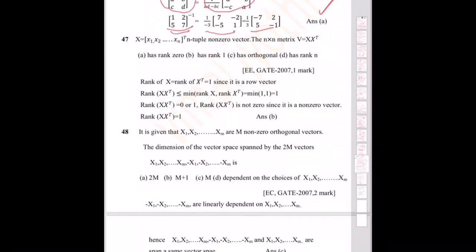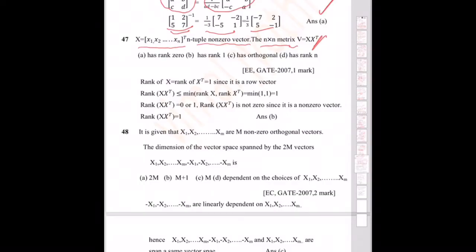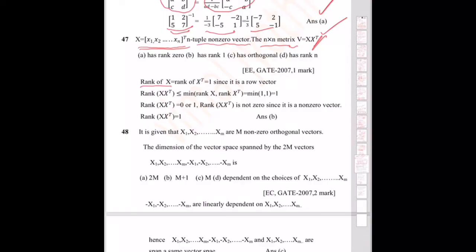Then, problem number 47. X equal to (x1, x2, ..., xn) transpose, an n-tuple non-zero vector. Then the n by n matrix V is V equal to x into x transpose. The rank of this matrix. We shall find out the rank of the matrix x into x transpose. X is a column matrix. By the formula, rank of X is equal to rank of X transpose.